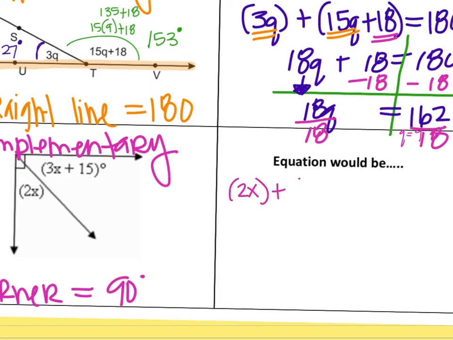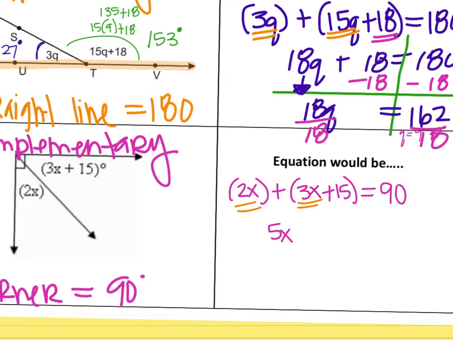Plus the second angle was 3x plus 15. And then it's a perfect corner, or it's complementary, so I'm going to say equals 90. Now I would start combining the like terms. So these two numbers that have variables can go together. 2x plus 3x makes 5x.